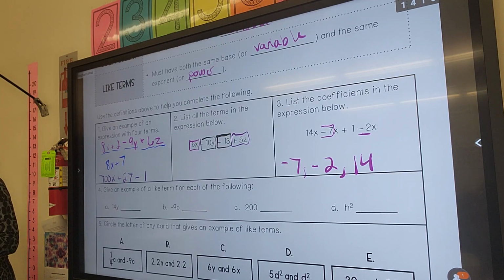Okay, so number 4, give an example of a like term. So if we have minus 14 and we have the variable y, a like term has to be a number that includes the variable y. Minus 1y. Yep, negative 1y, which would just be negative y. Can anyone think of another one?